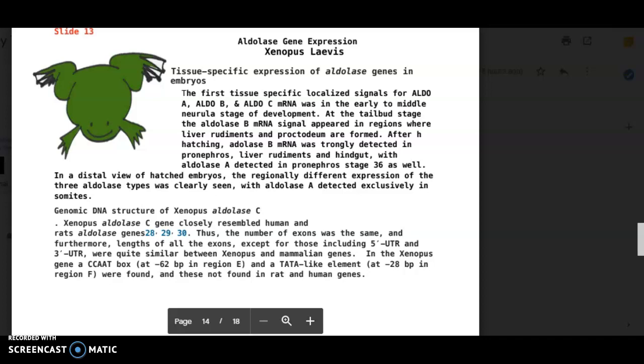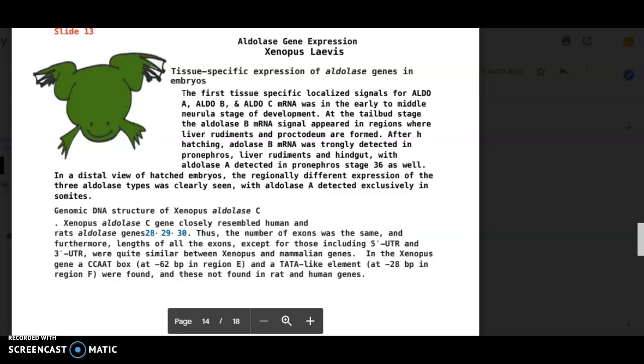The Xenopus aldolase C gene closely resembles the human and rat aldolase genes as well. However, the size of the gene as a whole was quite different between Xenopus and mammals, even though they were similar otherwise, due to the fact that all of the introns in the Xenopus gene are several fold larger than the human and rat counterparts.